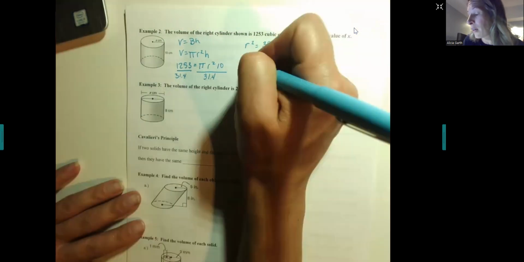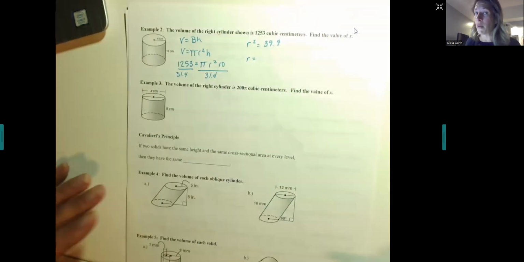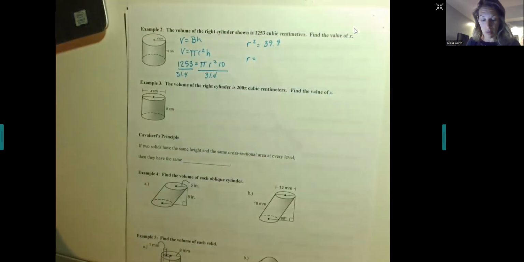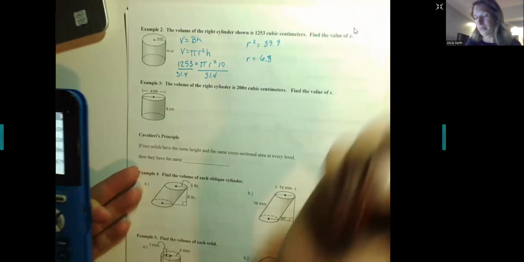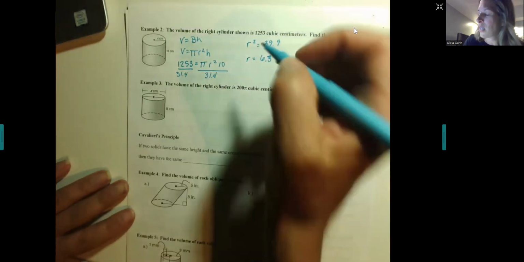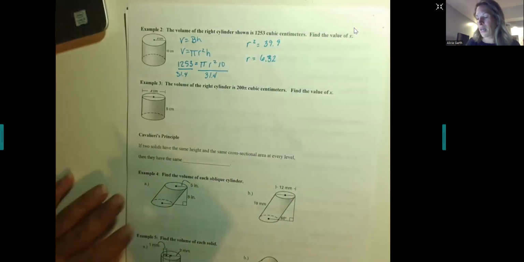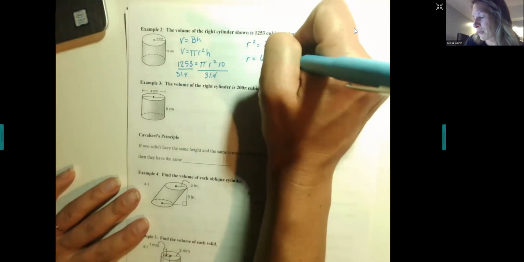So in order to get r, I'm going to have to take the square root of both of those. So the square root of 39.9, that means r is equal to 6.3. 6.32 if we're going to be exact. And that is in centimeters.